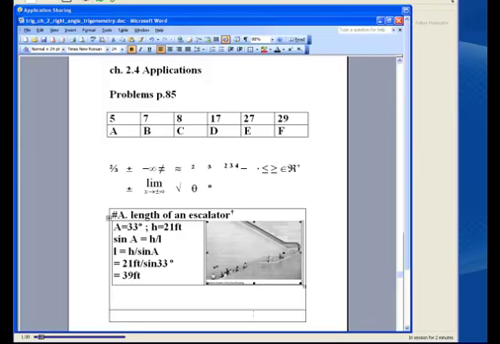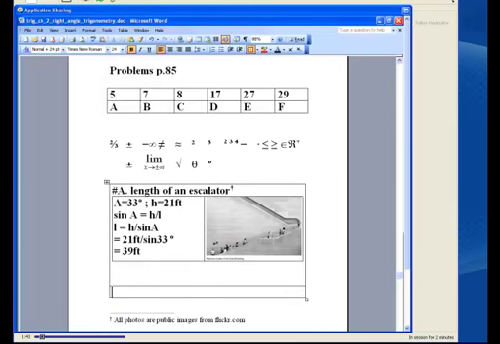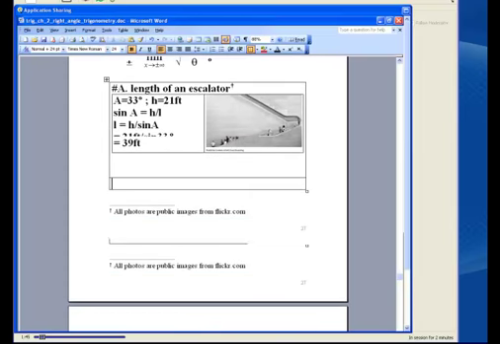The image here is from a website called flickr.com, where we can use the images without having to pay or without violating copyright issues. So all the images that you see here are from that website.